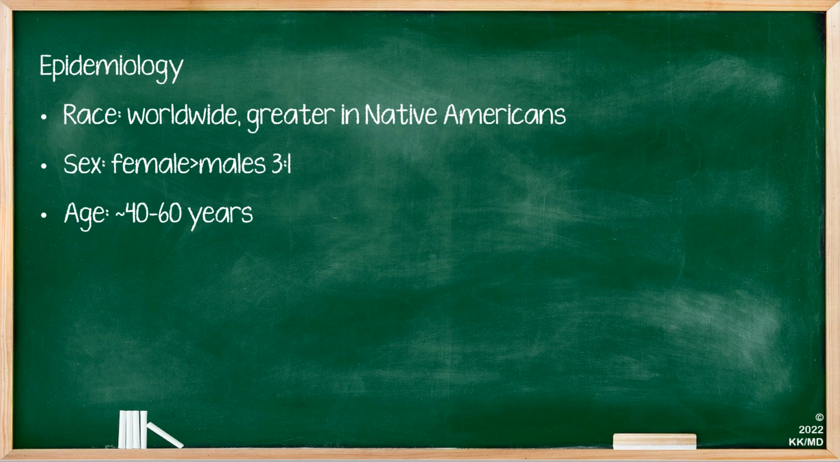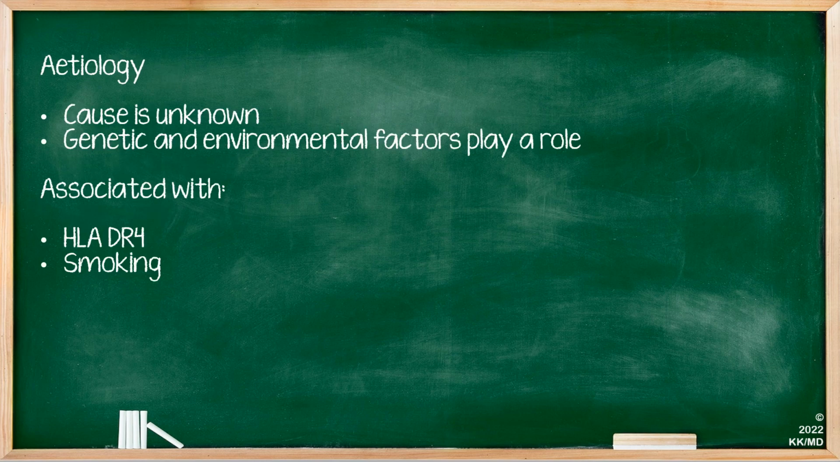Rheumatoid arthritis can affect anyone worldwide, but is more common in females than males with a 3-to-1 ratio. The age of onset is typically between the ages of 40 to 60 years, but of course it can occur in individuals who are younger and older than this. Its cause is unknown, but we do know that genetic and environmental factors play a role. In addition, it's associated with the HLA-DR4 subtype, as well as a history of smoking.